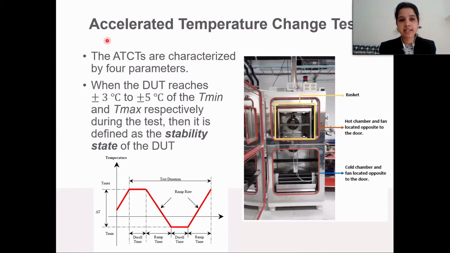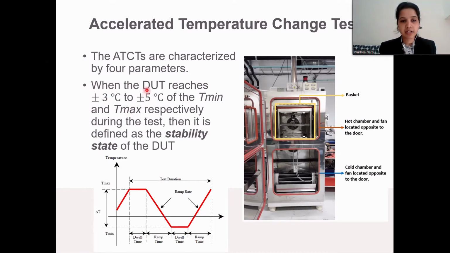One of the common tests that are performed is the accelerated temperature change test. This test is characterized by 4 parameters: the time duration, the stress level range, the ramp rate of the stress, and the number of cycles performed in the test. These tests are performed using industrial equipment, an accelerated temperature change test cabinet, where you can see a basket where you place your component, and the upper slot is the hot chamber where you have the extreme high temperature level, and the lower part is the cold chamber where you have the minimum stress level.